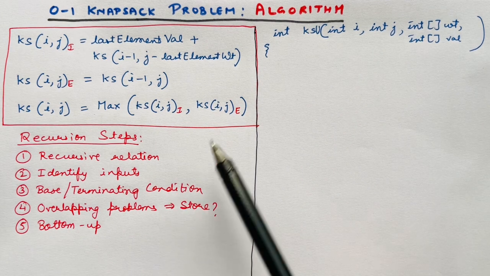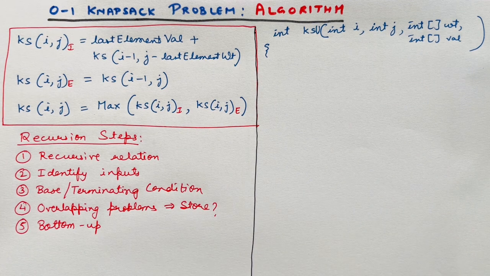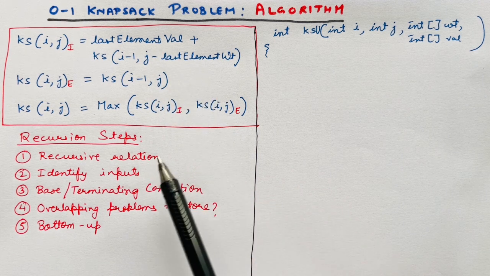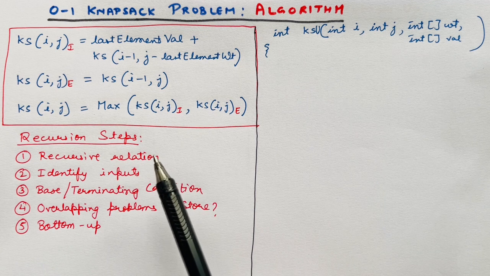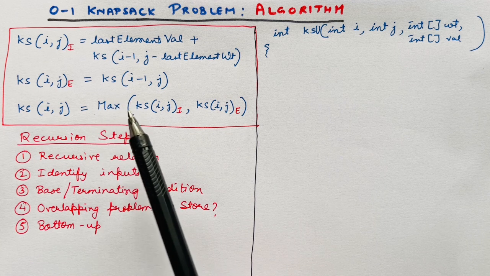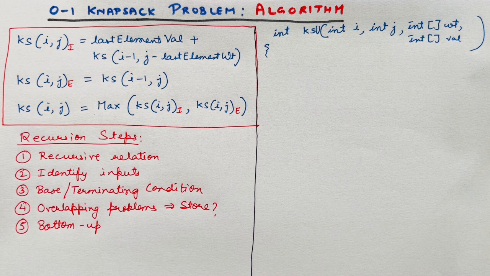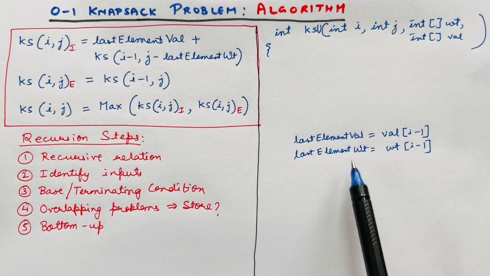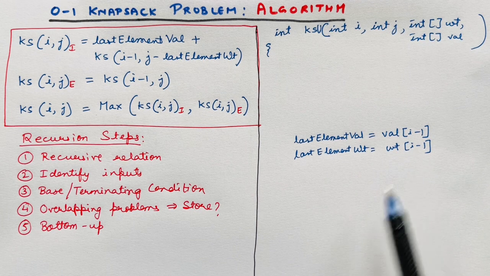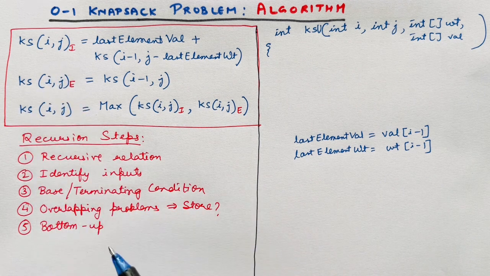Let us now try to convert this recursive relation into our algorithm here. First of all, let's calculate what will be the value for last element val and last element weight. How do we calculate this? Now, if we are considering first i items, then at what index will the last element lie? The last element will lie at the i minus 1th index. So, our last element value is equal to val[i minus 1] and last element weight is equal to weight[i minus 1]. Now, our first step is to find the answer for the include case.